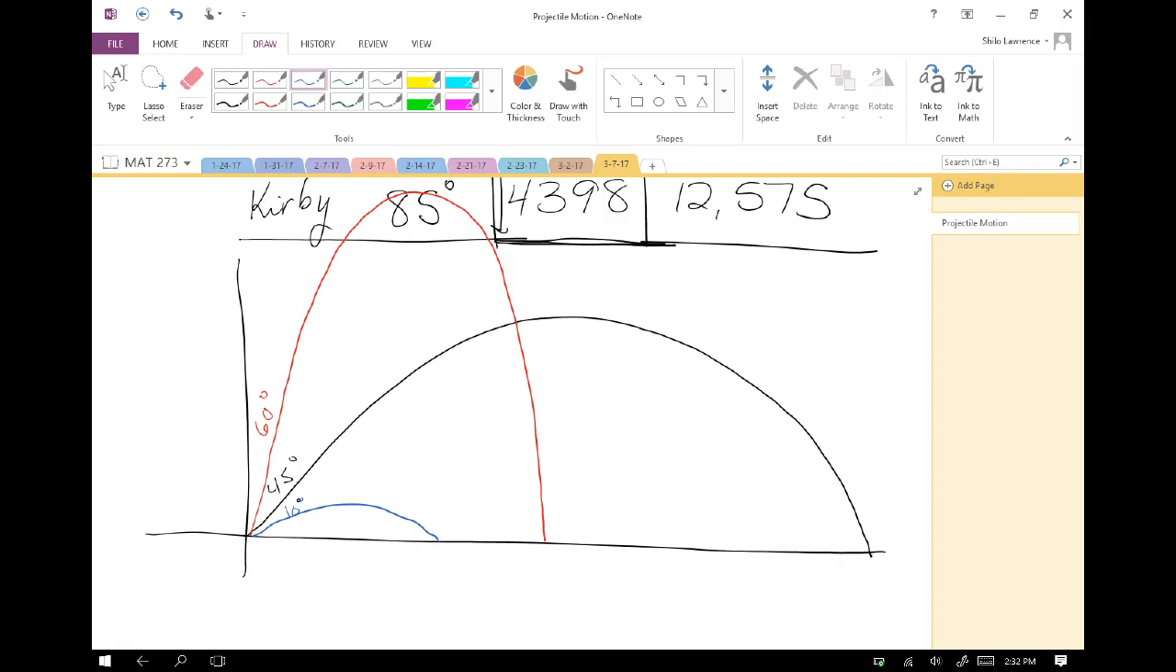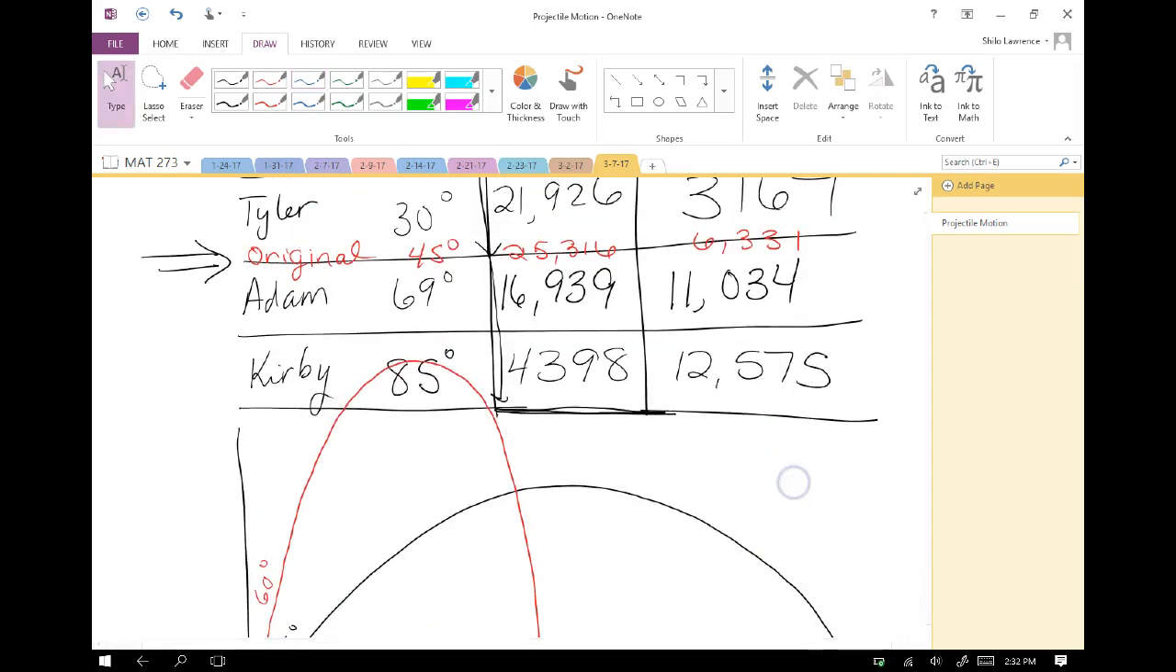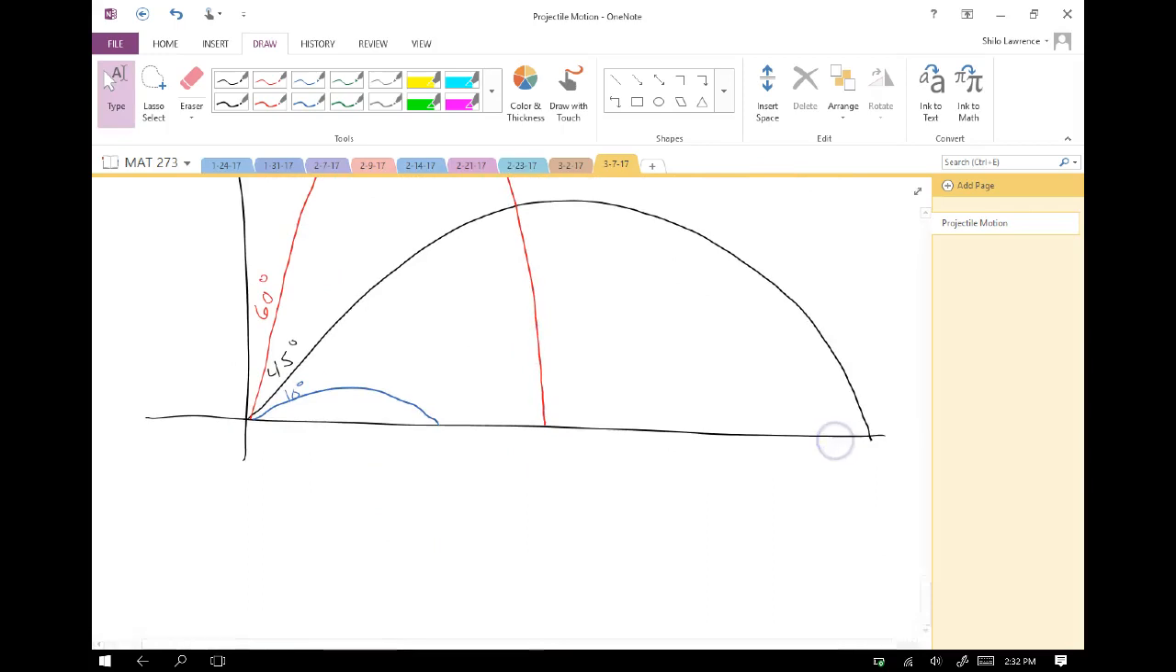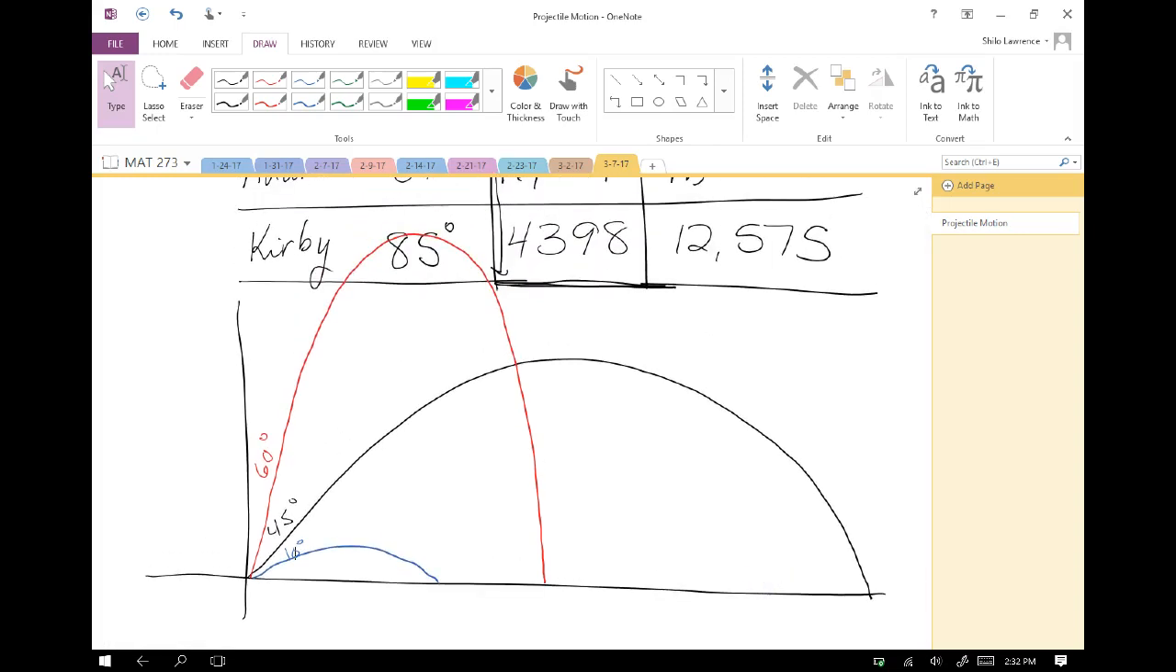60 might even be... Well, I didn't make 60 long enough either. 60 should be about 2/3 of 45. Bottom line, 45 for maximum range, 90 for maximum height.